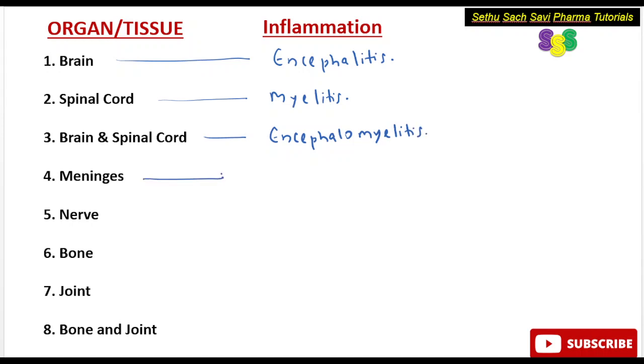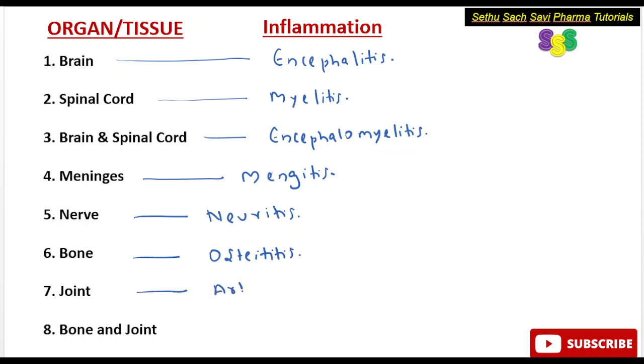Now coming to the fourth one, inflammation of meninges is called meningitis. Now coming to the inflammation of nerve, it is neuritis. Inflammation of bone is called osteitis. Inflammation of joint is called arthritis. Now what is the inflammation of both bone and joint? Yes, it is osteoarthritis.